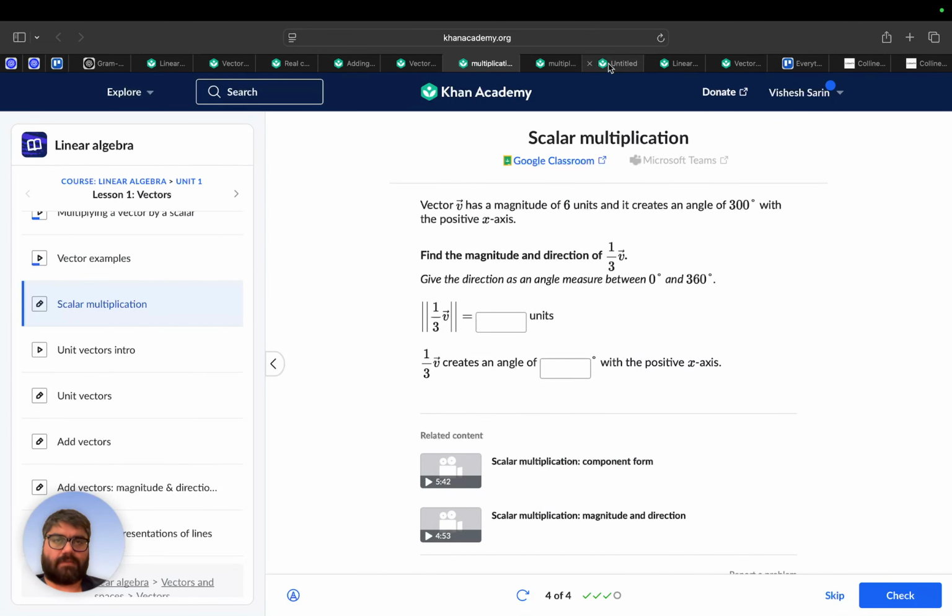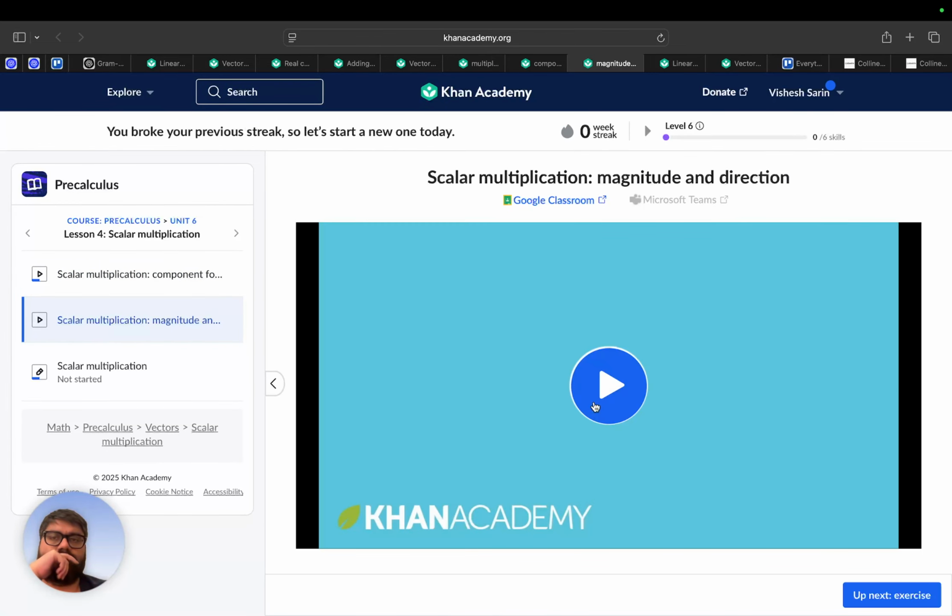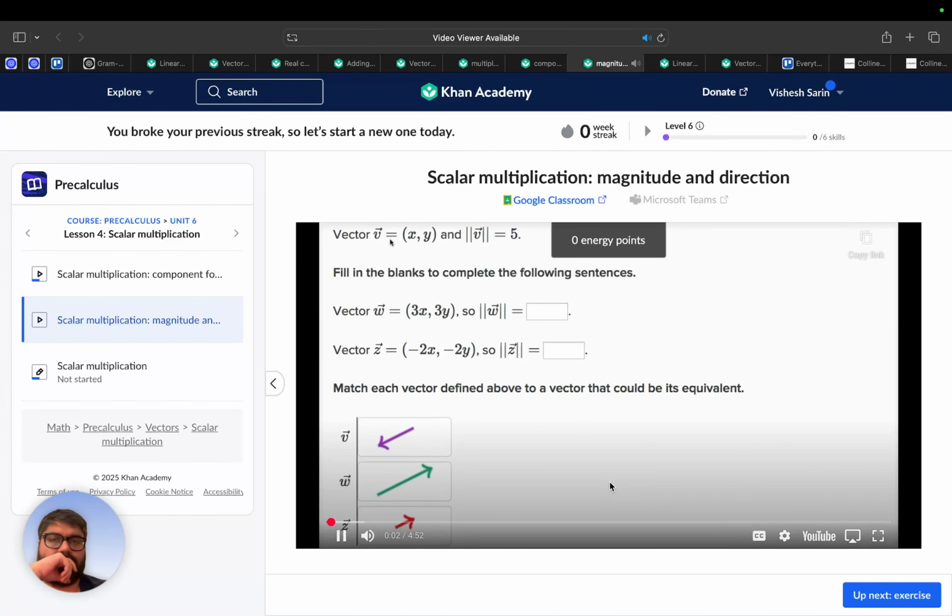Who's this about magnitude and direction? All right, so we're told that vector v is equal to x comma y. So they're not giving us the actual number for the x component and the y component. They're just saying the x component is going to be the variable x, and the y component is going to be the variable y, and the magnitude of vector v is going to be.